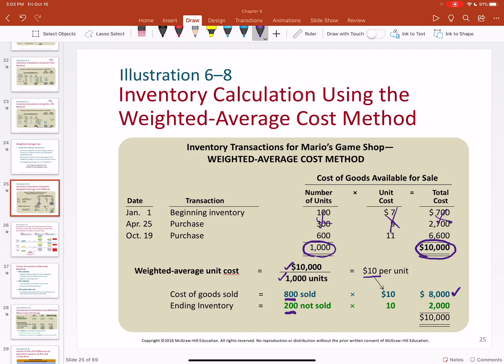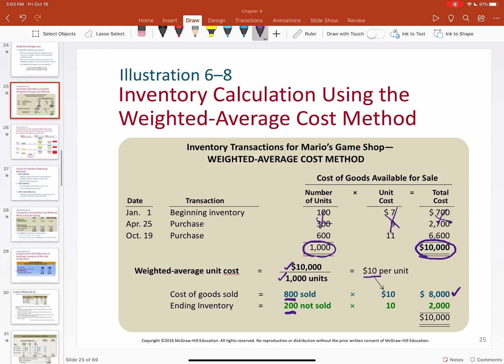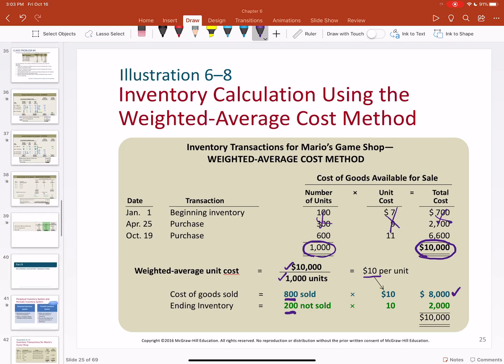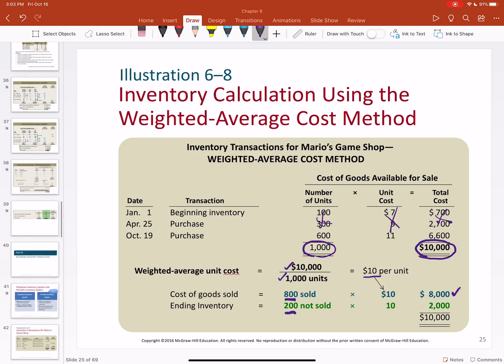I find on tests this is the one that trips people up the most because it's almost so simple, people don't practice it or forget how to do it. So take some time, make sure that you practice all 3 of these. That will be the most important thing for this chapter. So I will come back and do one last video associated with what we do when our inventory values drop.